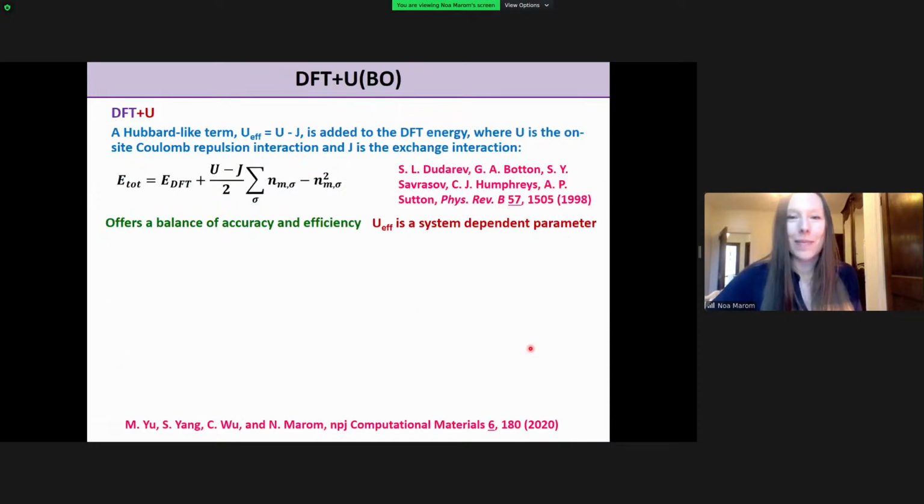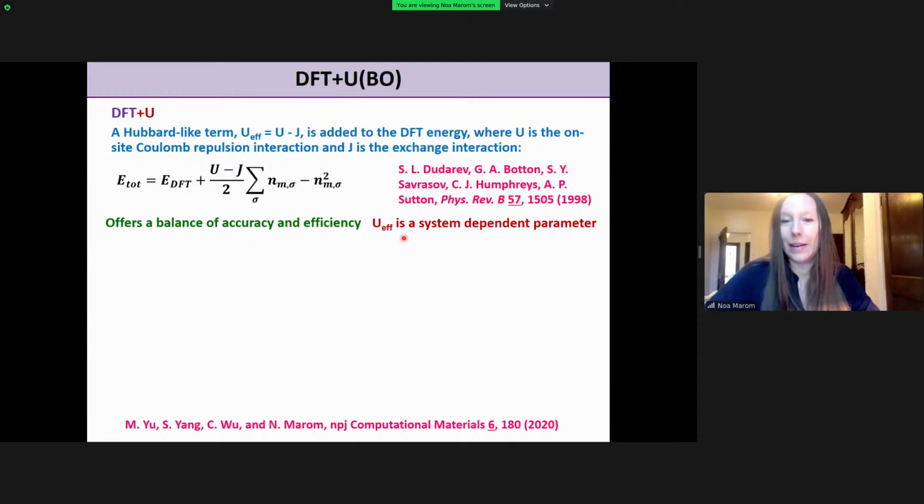So that's a problem. And the compromise is what we call DFT plus U, where a Hubbard U term is added to the DFT energy for certain orbitals to correct the self-interaction error. And we have an effective U parameter that is the difference between the on-site Coulomb repulsion U and the exchange interaction J. And that's being added to the DFT total energy. And the advantage of this is that it has the same computational cost as semi-local DFT.